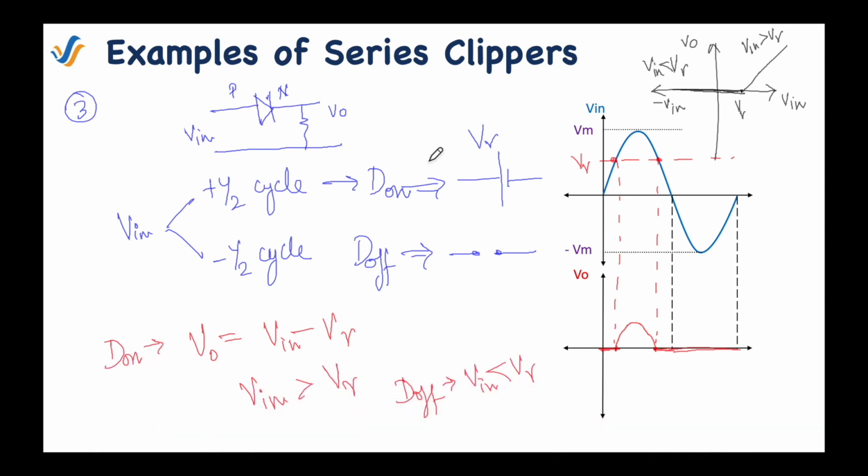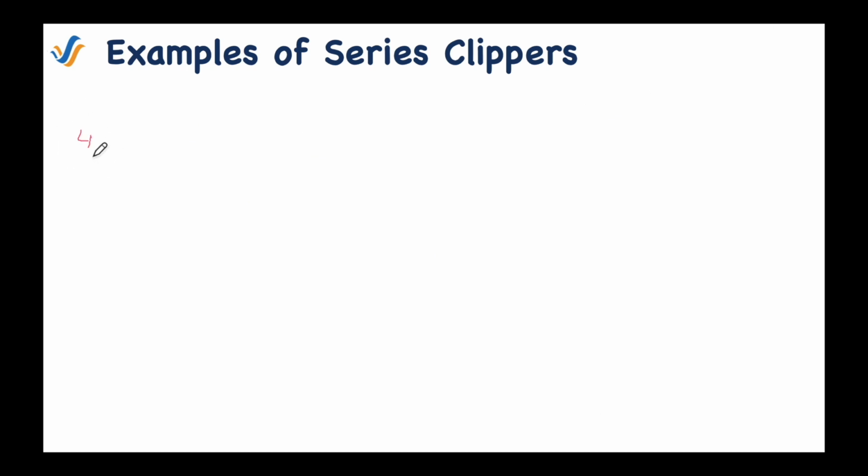Now let's see the simplest ever method to solve clipper problems. I will take an example of a biased series clipper. Here I am assuming that this diode is an ideal one.